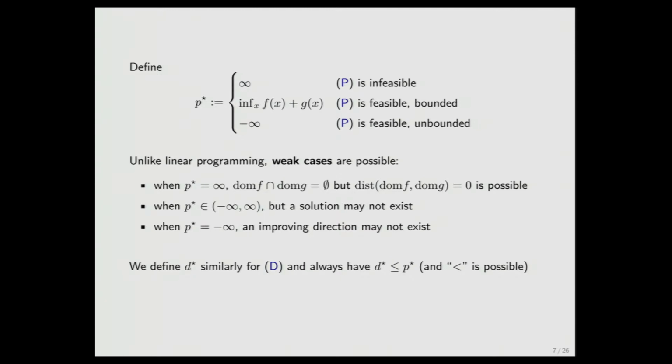And we always have this weak duality, D star less than or equal to P star. But it's possible that this duality does not hold strongly. So it may be that you have D star equals 0 and P star equals 1. There's a gap between primal and dual, which is going to cause lots of problems for Douglas-Rachford. So all the positive results in this talk are going to deal with the case where D star equals P star.